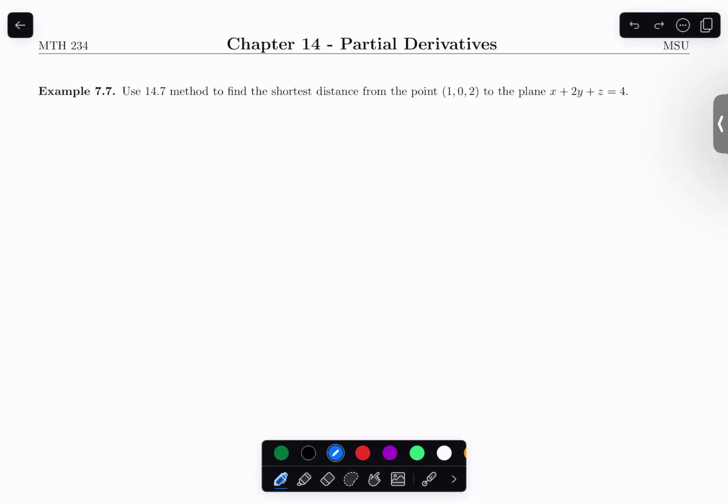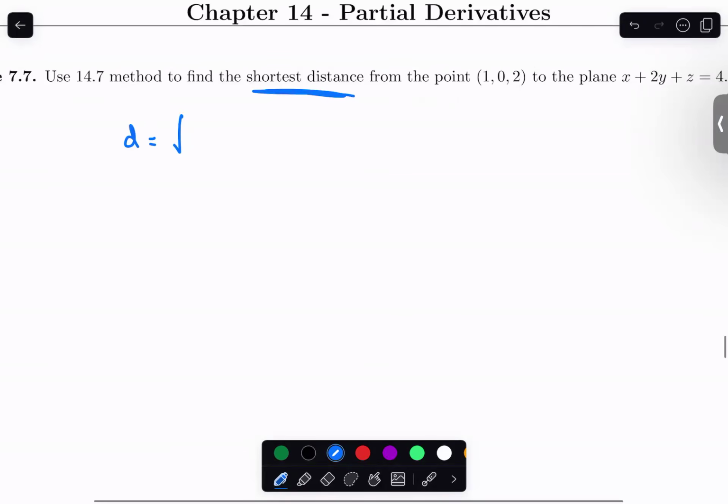Ultimately, at the end of the day, what I'm trying to minimize is distance. I would like to minimize a distance function here. So let's go back to our 12.1 days, and I am in 3D space. We're going to have our distance formula given to us like this.